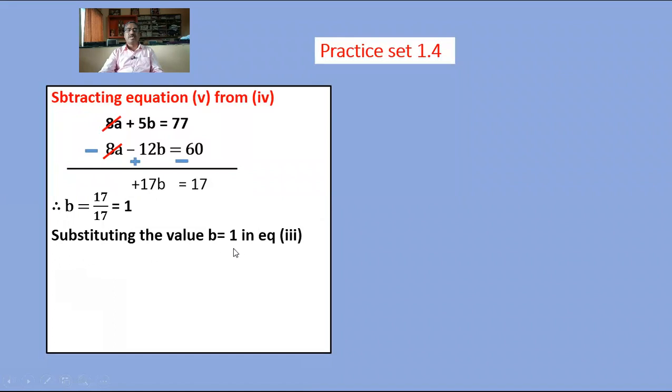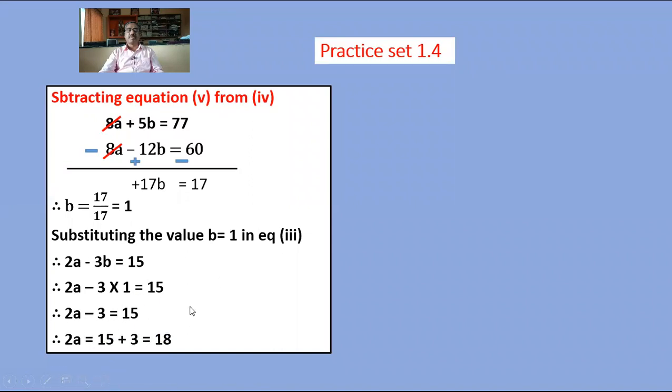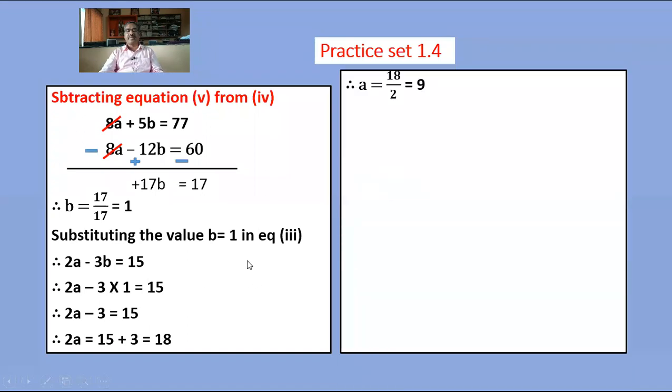Substituting the value b is equal to 1 in equation 3. b ची किंमत समीकरण 3 मध्ये ठेवूया. Equation number 3 is 2a minus 3b is equal to 15. b replaced by the value 1. Hence, 2a minus 3 multiply 1 is equal to 15. 2a minus 3 is equal to 15. 2a is equal to 15 plus 3, as 3 goes to the RHS, which is 18. Therefore, 2a is equal to 18. 2 goes to the RHS, then we divide. a is equal to 18 upon 2. 2 nines are 18. Therefore, a is equal to 9.